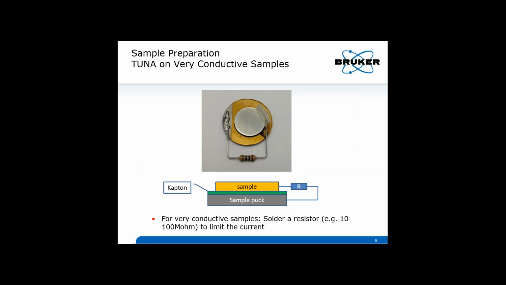Sample preparation. For very conductive samples, you need to limit the current so that you can still use the TUNA module that you have. You can solder a resistor to limit the current as shown in the picture here. Basically, the sample, the resistor, and the sample puck make a series, and the Kapton tape is an isolation film.